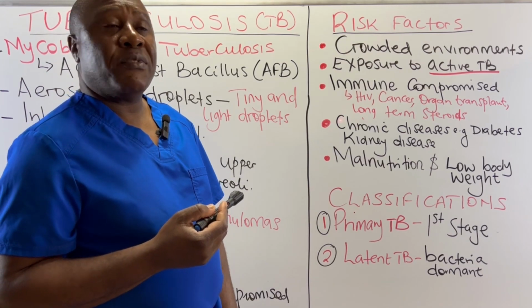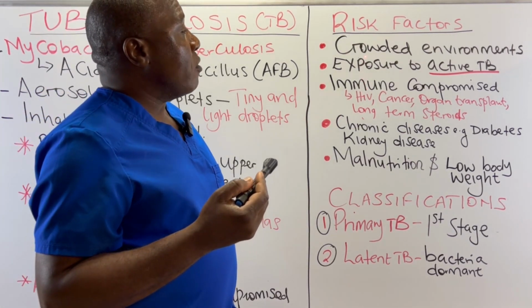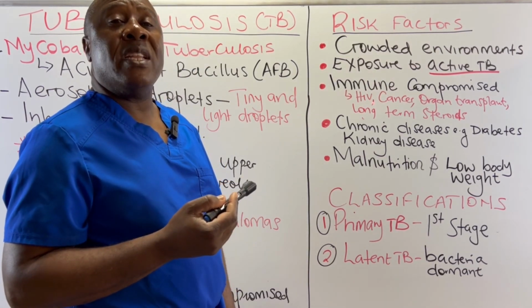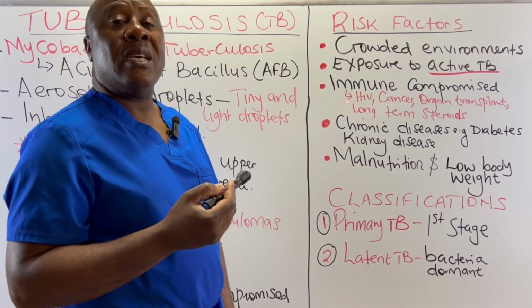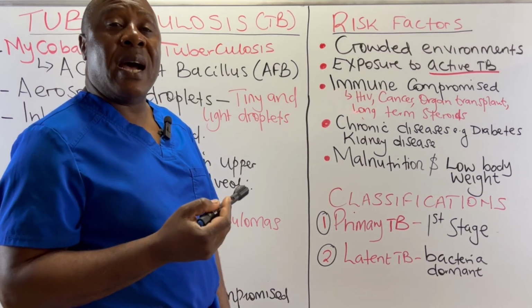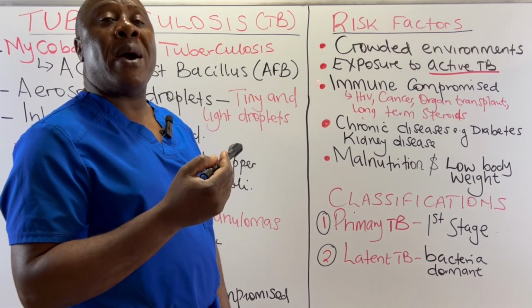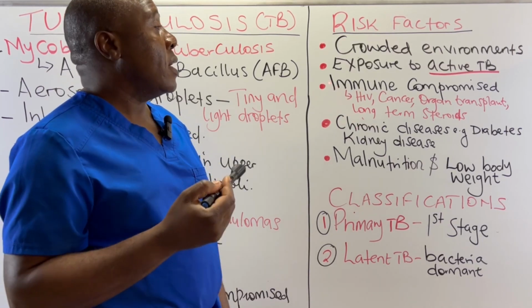So what are the risk factors that can expose us to tuberculosis? One, we have crowded environments. Those people who are working or living in crowded conditions can contract the bacteria that causes TB. For example, nursing homes, prisons, and homeless shelters, whereby there are so many people staying in close proximity to one another.